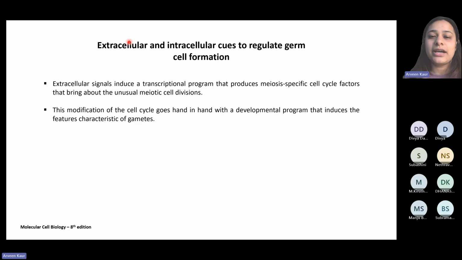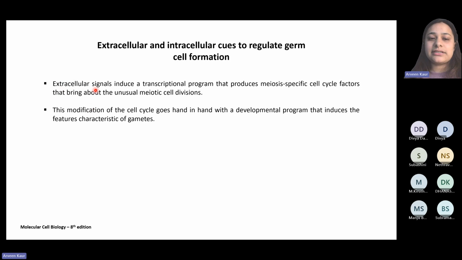And we will talk about meiosis, right? For meiosis to occur, we have seen what meiosis is, but we want to know that for it to occur, there will be some kind of signal, right? So what is this kind of signal, or what is this kind of cue? We know that extracellular and intracellular cues are regulating the germ cell formation, right? So it could either come from outside the cell or within the cell.